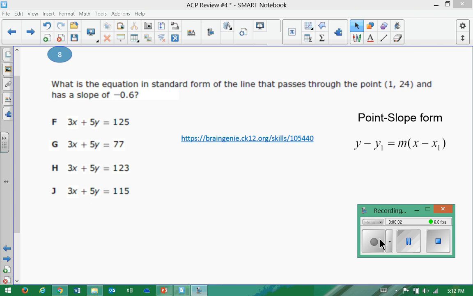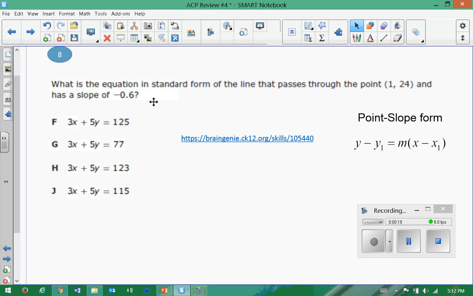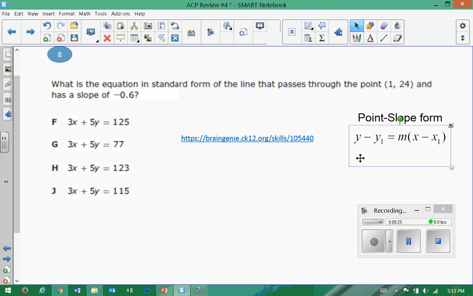Okay, this is problem number 8 from ACP Review. What is the equation in standard form of the line that passes through the point (1, 24) and has a slope of negative 0.6? Okay, so we're given a point and a slope. I think that actually is a good opportunity to use the point slope form.